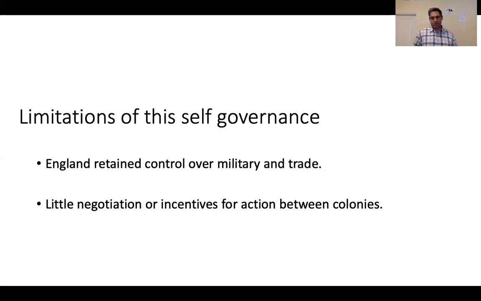this self-governance. The first is that although the colonists retained the ability to make decisions over domestic affairs, to levy and raise taxes for domestic choice, England retained control over the military and trade in early American colonial government.